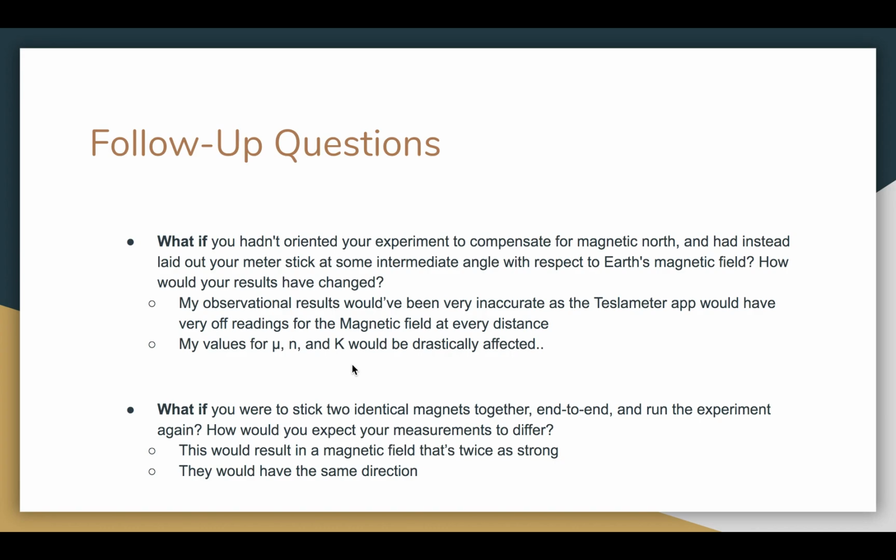And second question, what if I was to stick two identical magnets together and run the experiment again? If I was to do this, the magnetic field would be twice as strong, and the direction of this magnetic field would be in the same direction. And that's it.